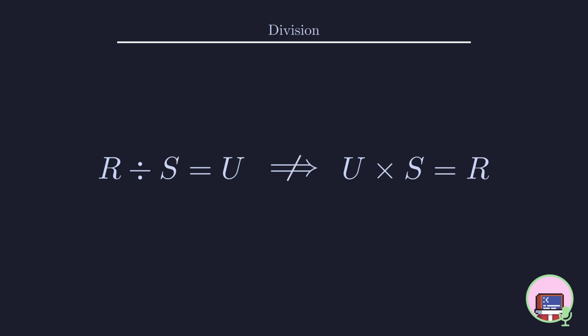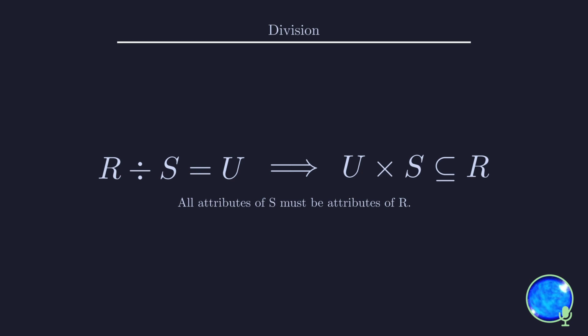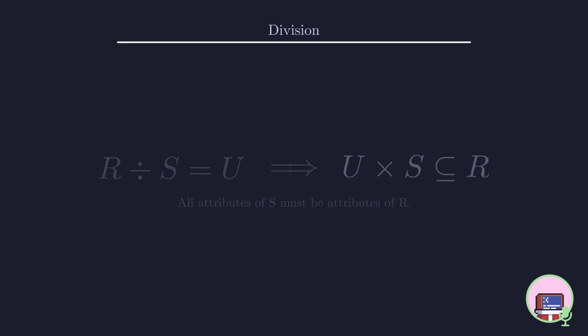If R divided by S equals U, then U times S is merely a subset of R, but isn't necessarily equal to R. Also, in order to be able to divide a relation by another, all attributes of the divisor must also be attributes of the dividend. Well, this doesn't help us understand division, does it? No, it doesn't. Let's take a look at a simple example before giving a definition for the division operation.